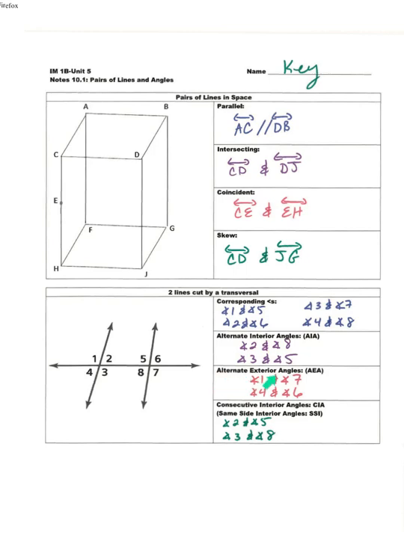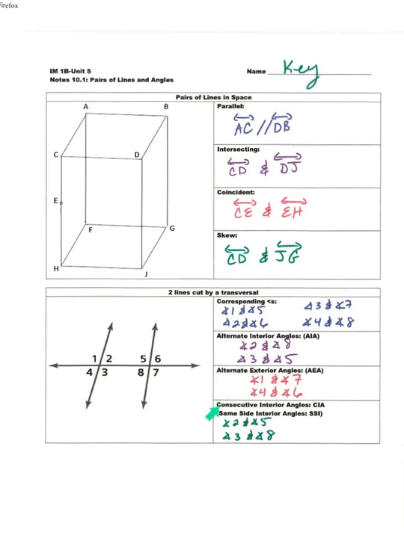Then we have alternate exterior angles. So AEA for short. And again, they're on alternate sides of the transversal, but this time they are exterior to the two lines. So they have to be on the outside of the two lines. So angle 1 and angle 7 are AEA. Angle 4 and angle 6 are AEA.